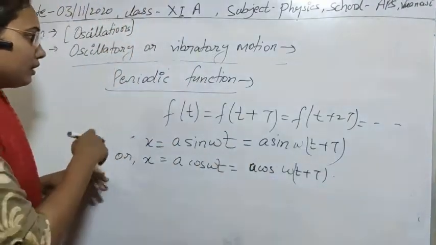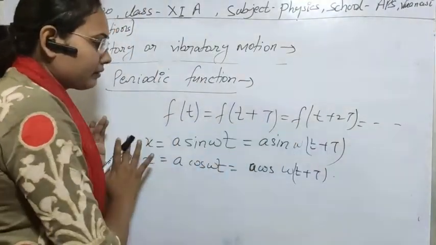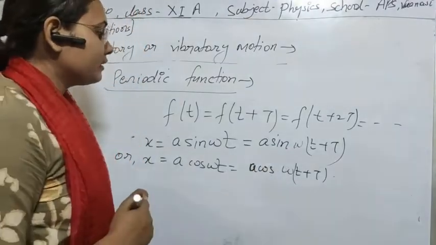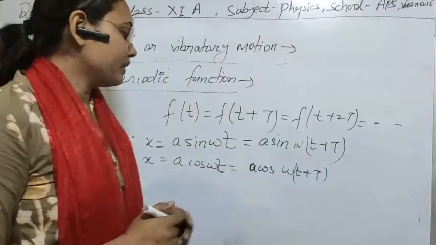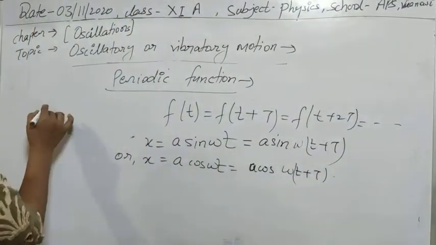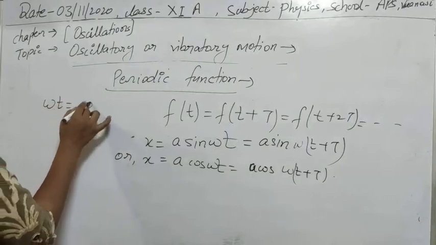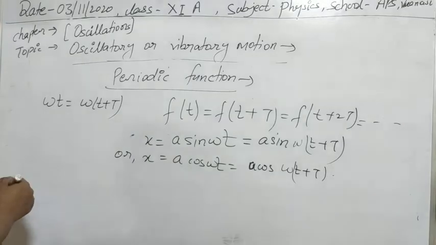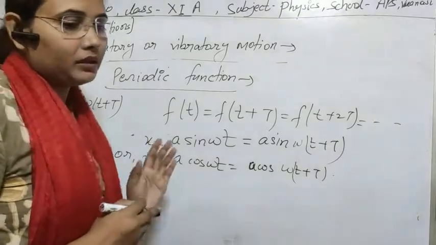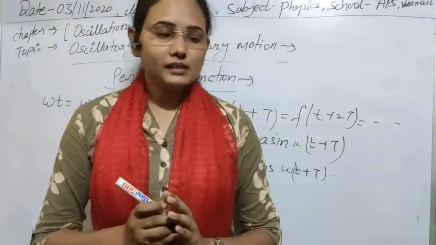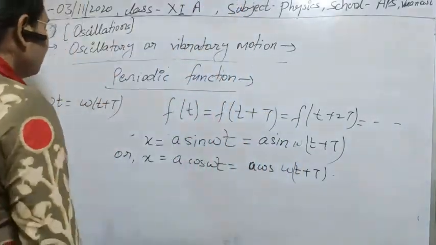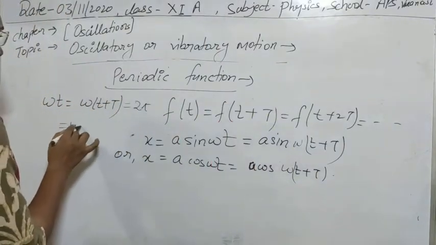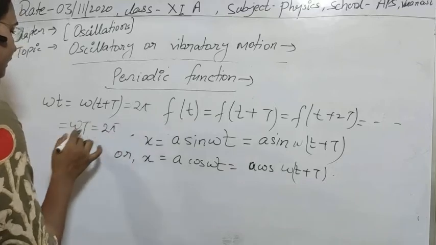This periodic function can be represented by this displacement equation, and in this displacement equation we can see that ωt will be equal to ω(t + T). And also, as you know, the period of oscillation here is equal to 2π. So what will be the value of ωT? That can be written as 2π.